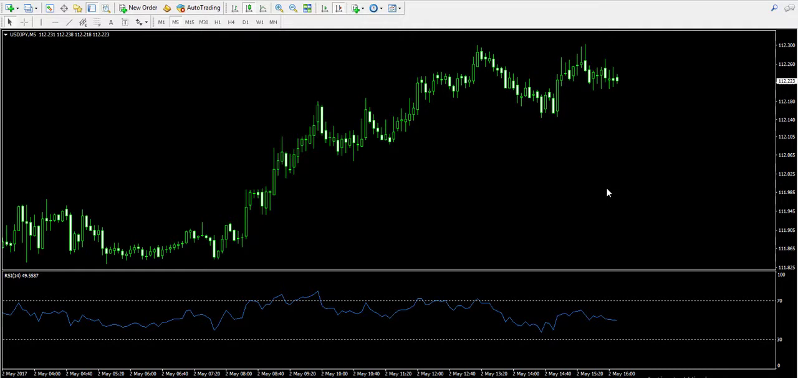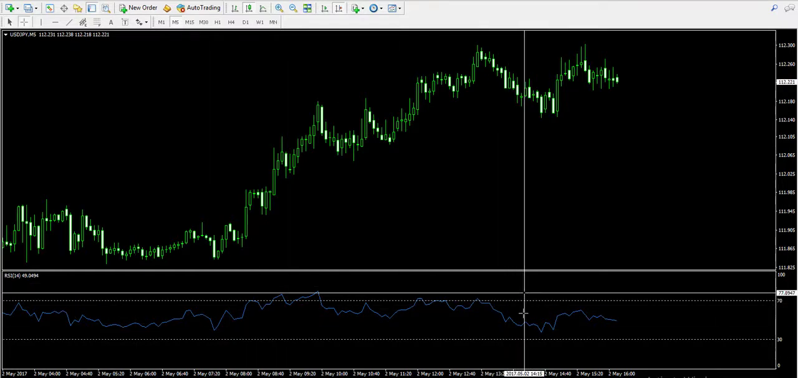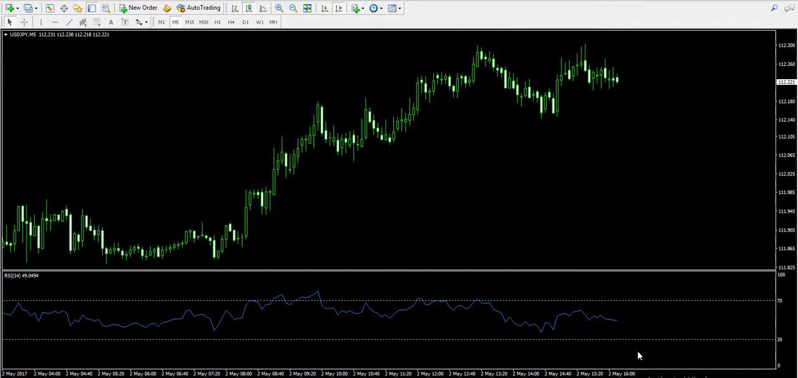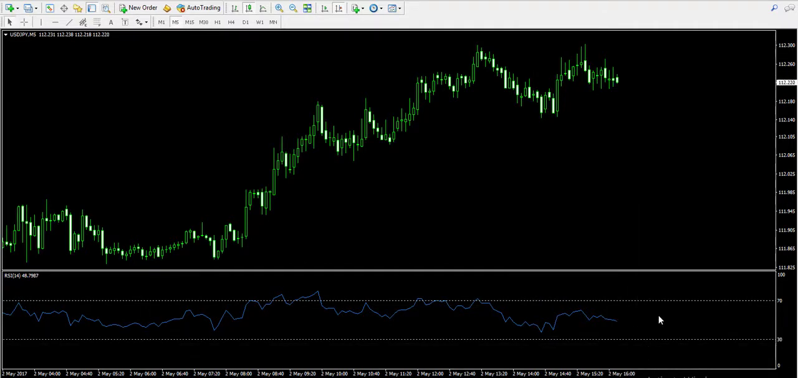This is an indicator that takes the relative changes between the higher and the lower prices on the chart. As a result, we have a single line that fluctuates in three areas on the indicator. The first area is between 0 and 30, which is the oversold area. The second area is the neutral area between 30 and 70. And the third area is the zone between 70 and 100, which is the overbought area.